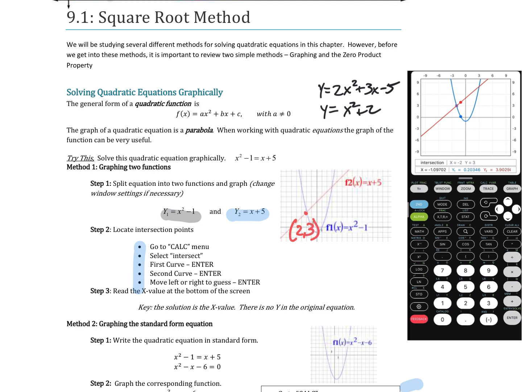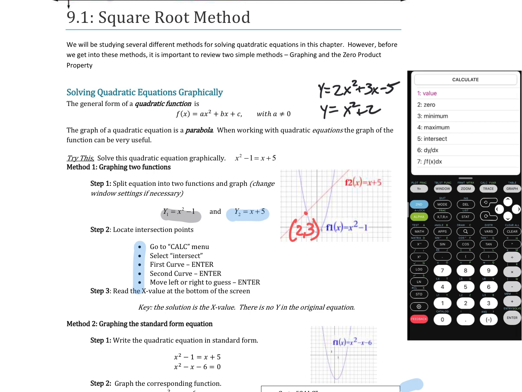Your window might look a little differently here, by the way. This is an emulator here on the iPad, but it will show up down here in a similar way. You'll see an X and a Y down at the bottom of the screen. And that's where they cross. So now we need to find the other point. So we're going to go to second calculate, that is. So calc is above trace, and then you'll go to intersect. You're going to go to intersect here.